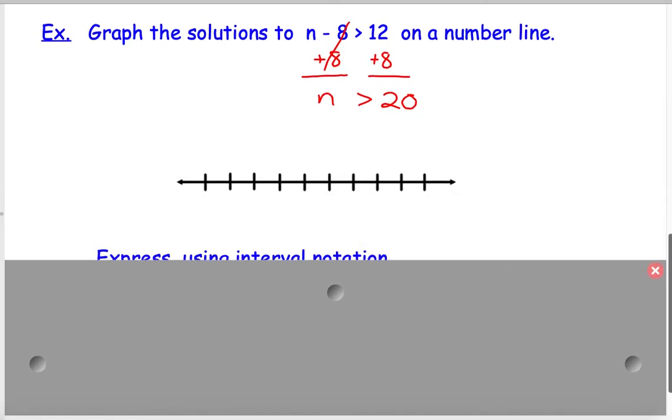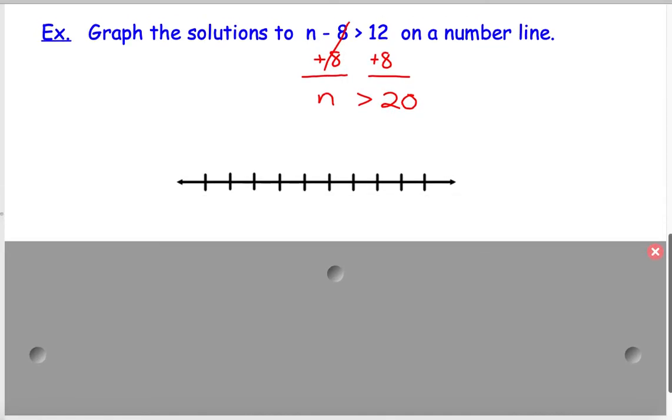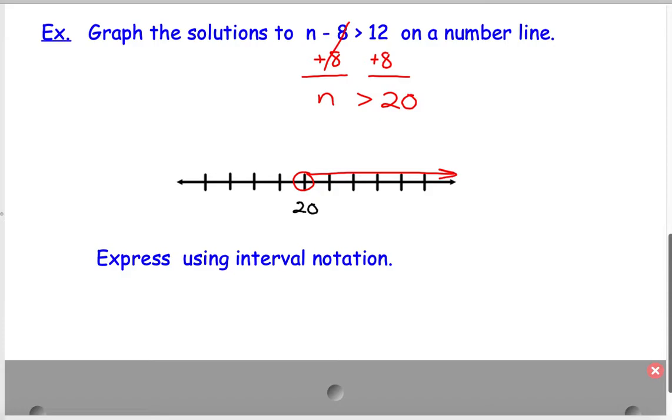So I want to graph this. So put 20, I know it doesn't matter, I'll put it right here. Greater than, so that's an open circle, because it can't be equal to 20. And then greater than goes to the right. And that would be it. Simple enough. Express using interval notation, what would that look like? Well, we're going from 20 to infinity, parenthesis on infinity, and on the 20 we're not including it, it's an open circle, so we use parenthesis there as well. And that's it.